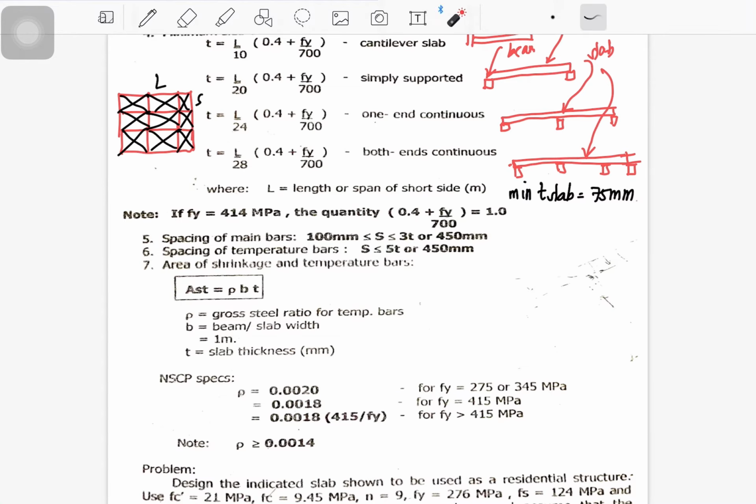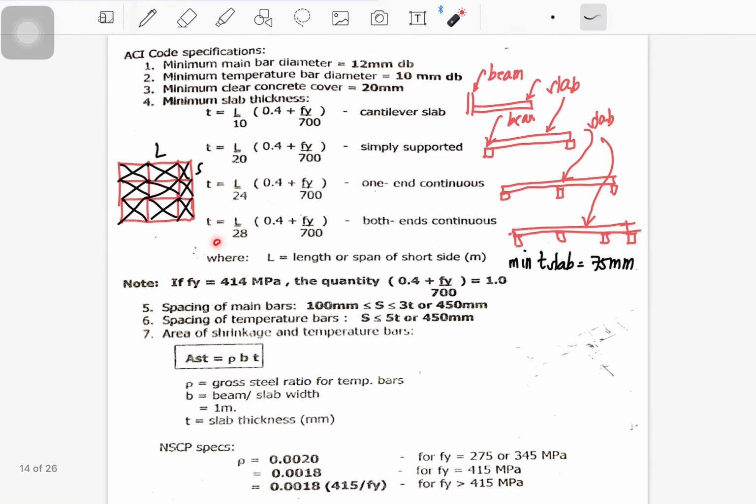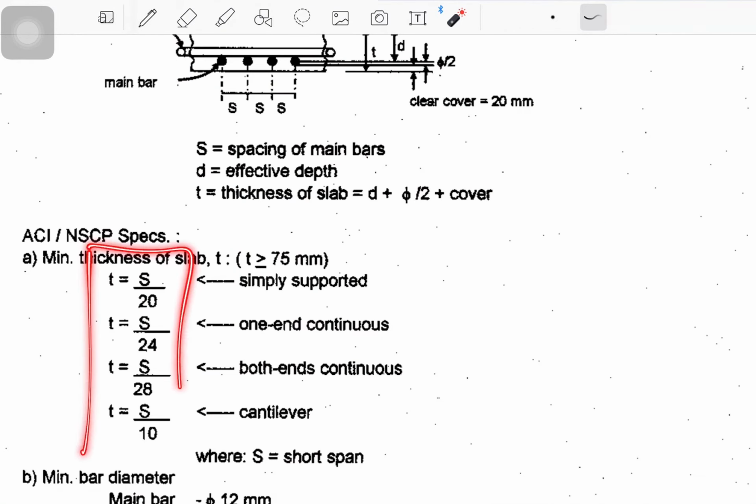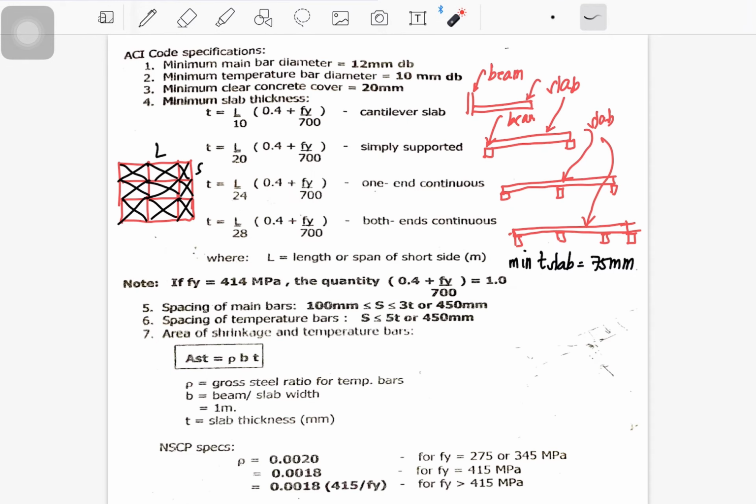But take note, in these formulas, if you have Fy equivalent to 414 megapascal, the multiplier is just equal to 1. So in this case, you have the same formula as this one.